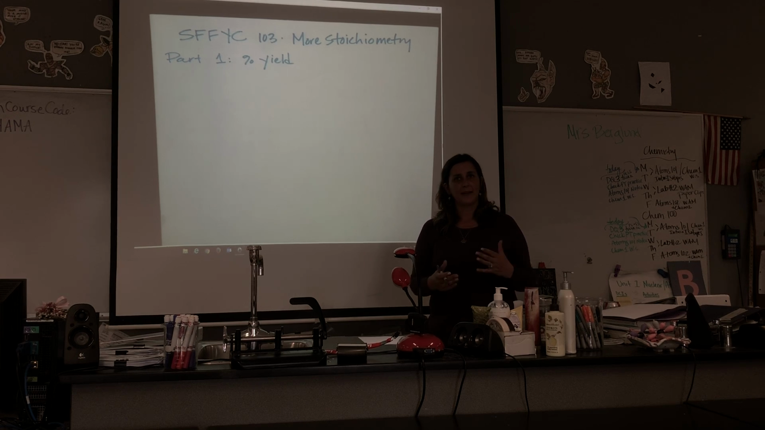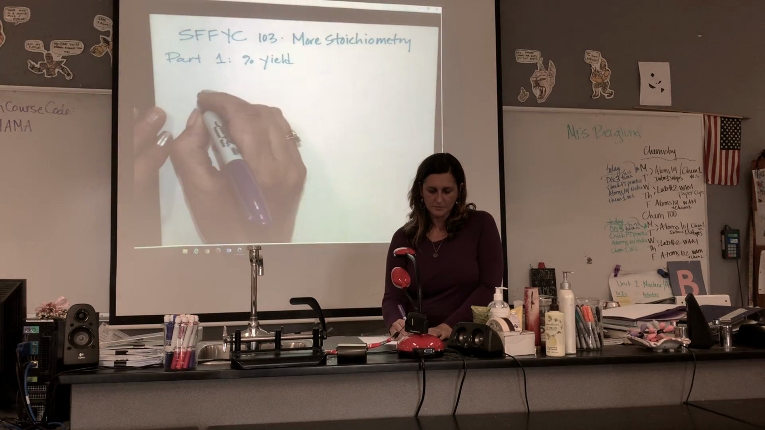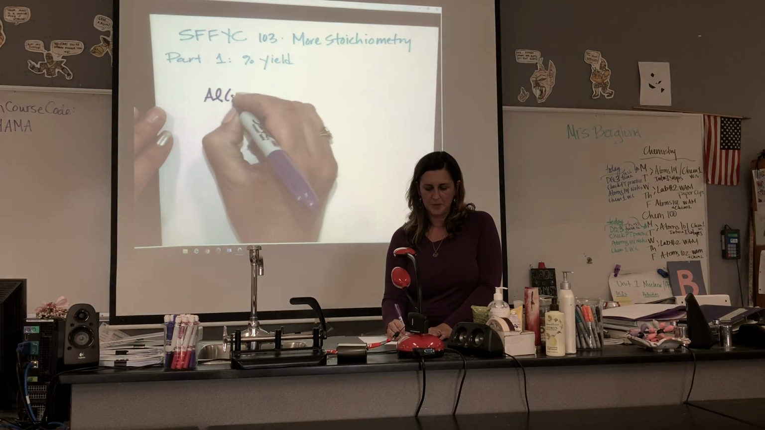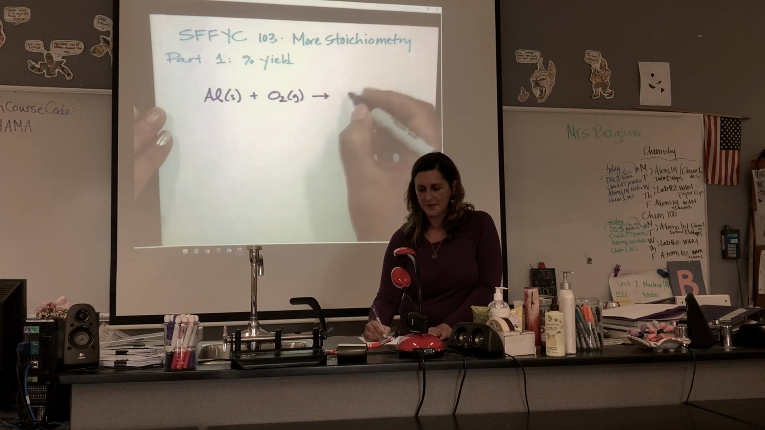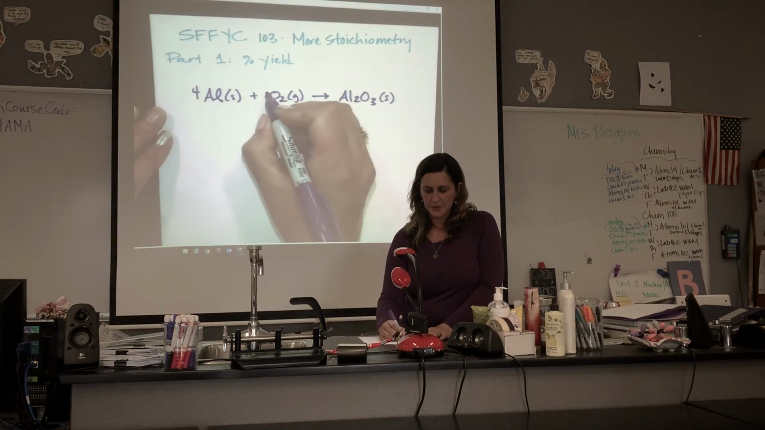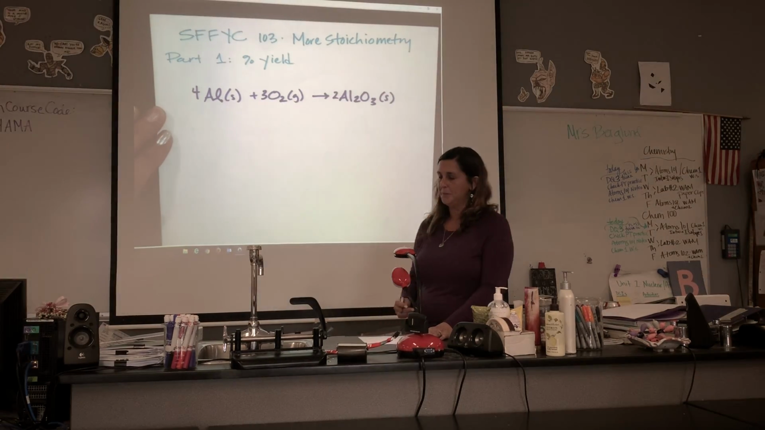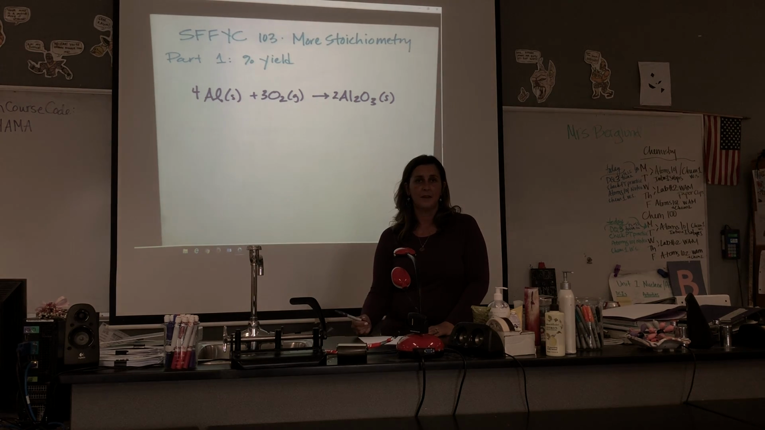I'm just going to connect that here, and we're going to start with a really simple balanced equation of the combustion of aluminum. So we're going to have aluminum solid plus oxygen gas makes aluminum oxide solid, and this is going to balance with a 4, a 3, and a 2. So we have aluminum reacting with oxygen to make aluminum oxide.